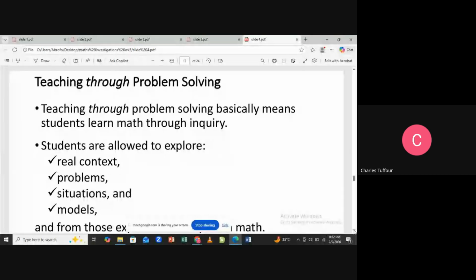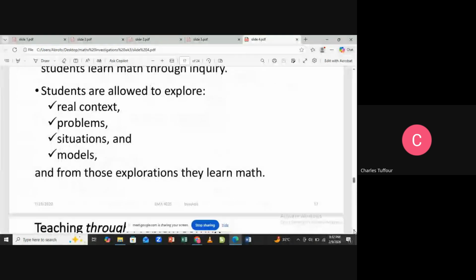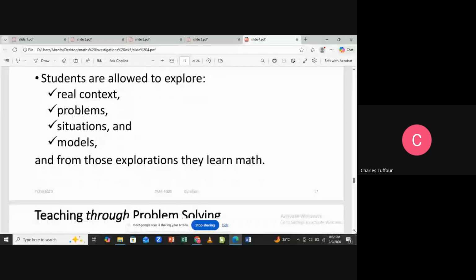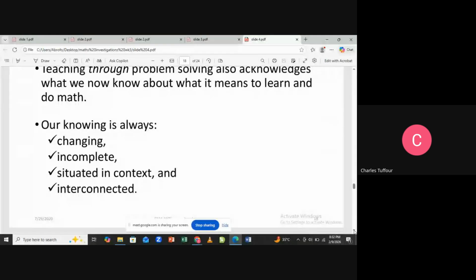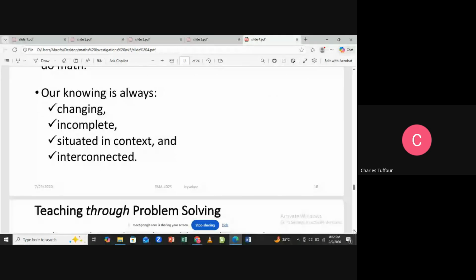Students are allowed to exploit the real context, exploit the problems, situations, and models. And from those explorations, they learn math. Teaching through problem solving also acknowledges what we know about what it means to learn and do math. Our knowing is always changing, incomplete, situated in a context, and interconnected.